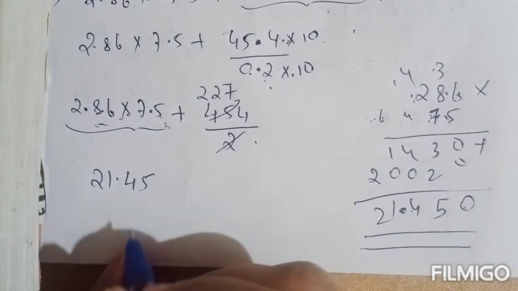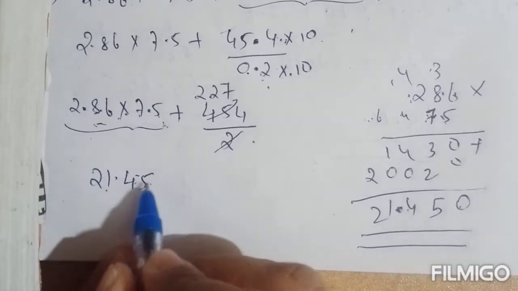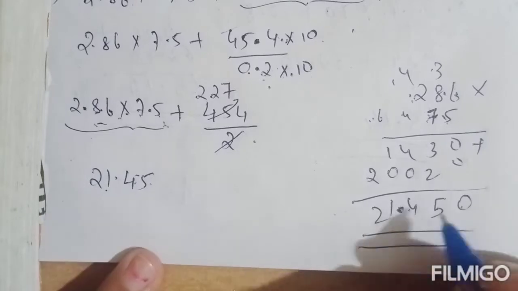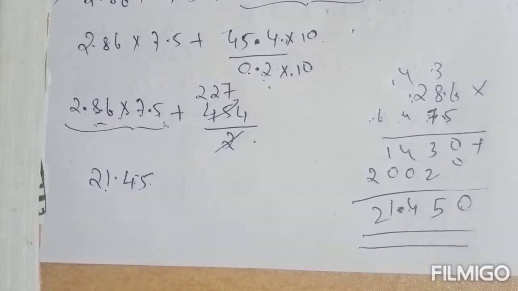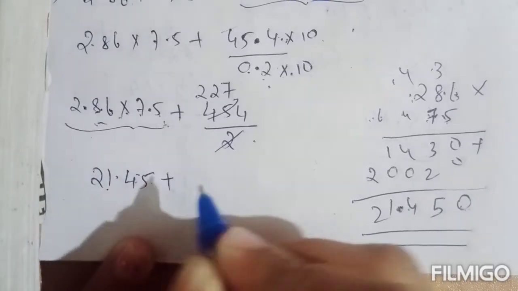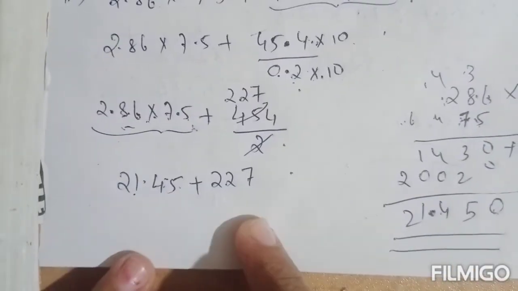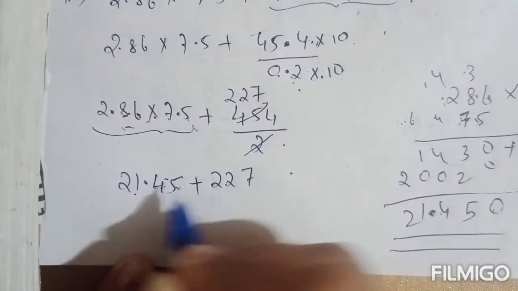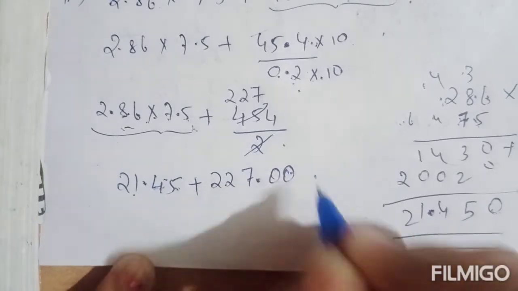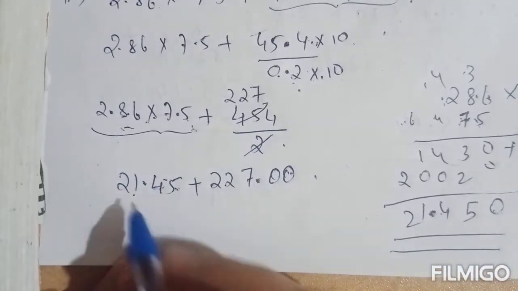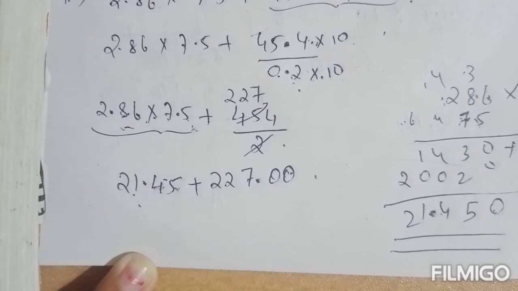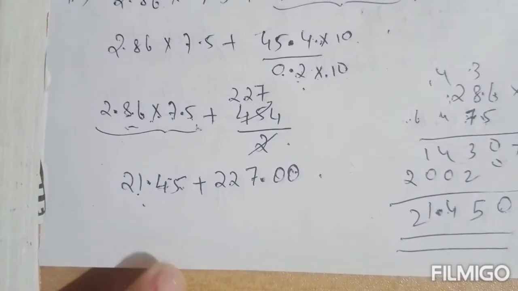21.450. No need to put that 0, 21.45. That is enough. Okay, after decimal point, the zeros at the right end have no value. That's why we are not putting that. So plus 227. Now you can add this. After decimal point, 2 places are there. So here after decimal point, you can put 2 zeros. Now the number of decimals in the decimal fraction is same.